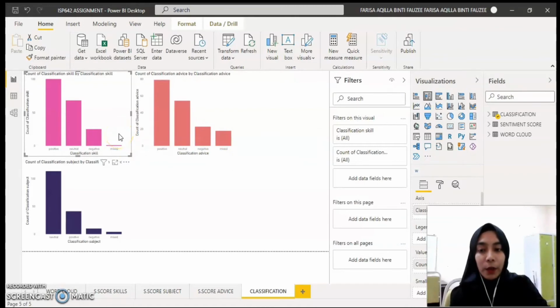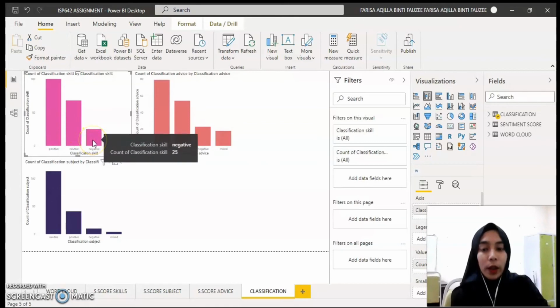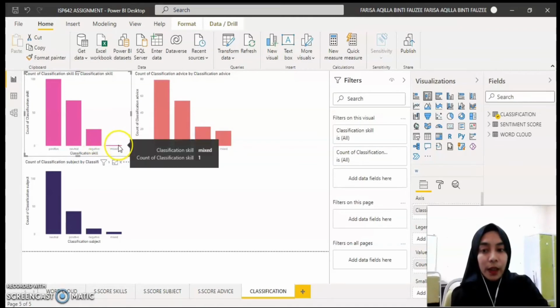For the first aspect of data, which is the skill, we can see that the highest classification for the skill is positive with the count number of 100. The second highest is neutral with the count number of 68. The third one is negative classification with the count number of 25. And the last one is the mix with the count number of 1.